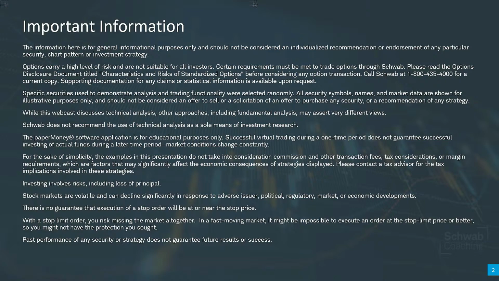Normally we don't talk about options in this particular webcast. However, today, because we're also going to talk about bear flags, we may bring into the discussion the idea of using a put option to trade a bearish or downward trending stock on the function of a bear flag pattern. So remember, options carry a high level of risk. They're not suitable for all investors. Make sure that you're aware of the characteristics and risks of standardized options before considering any option strategy. We'll talk about that in more detail as we get into that segment of the discussion today.